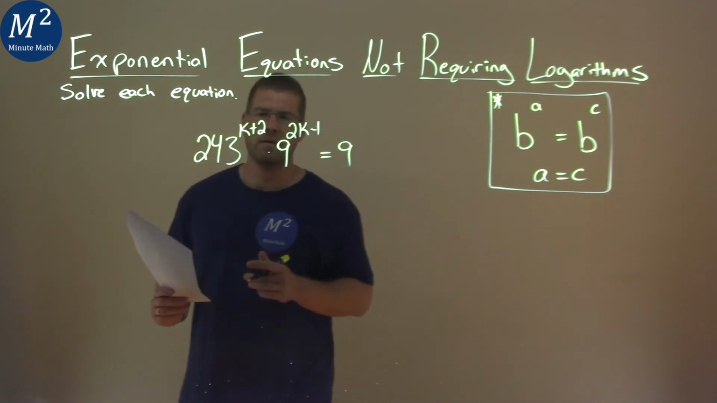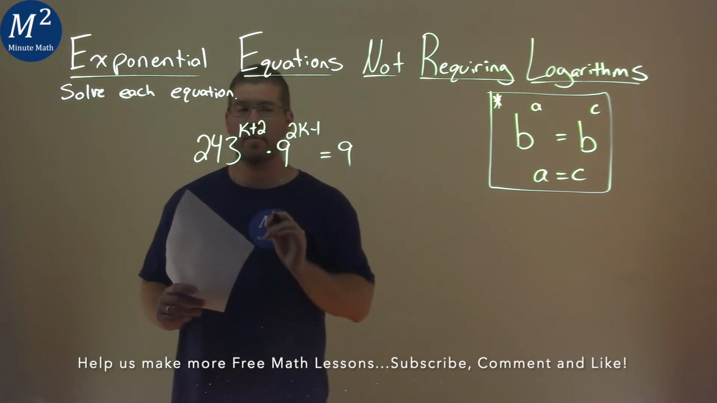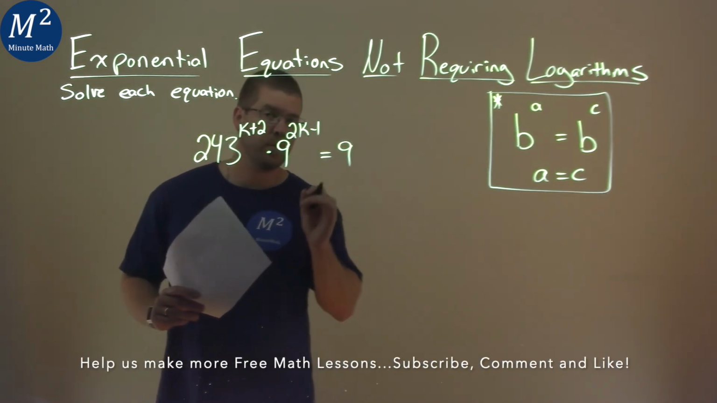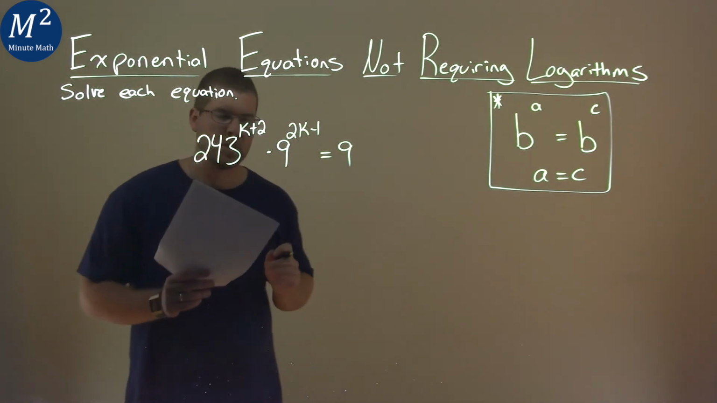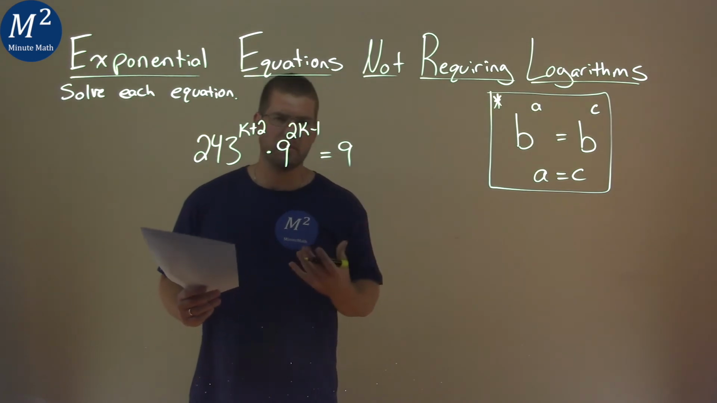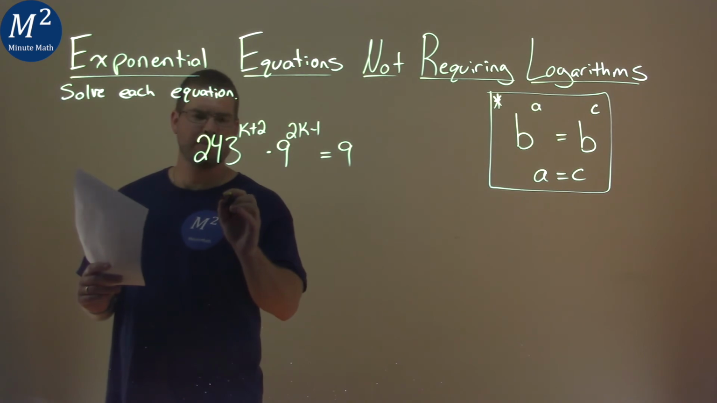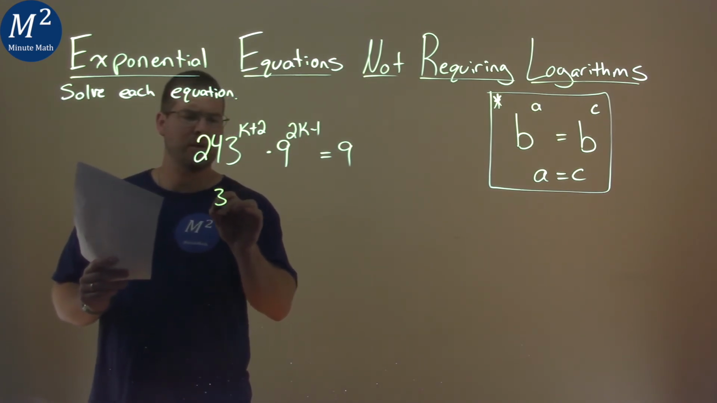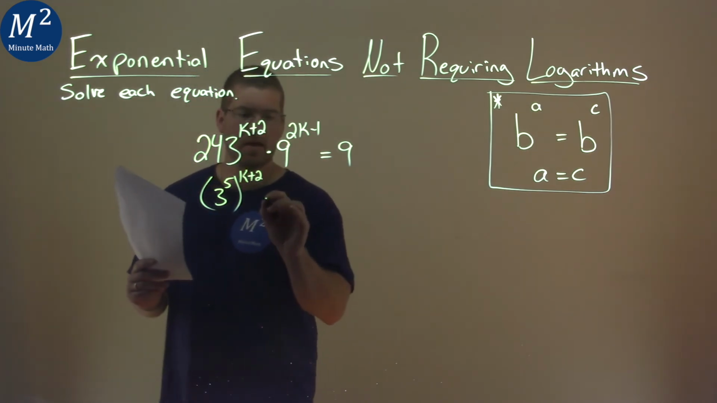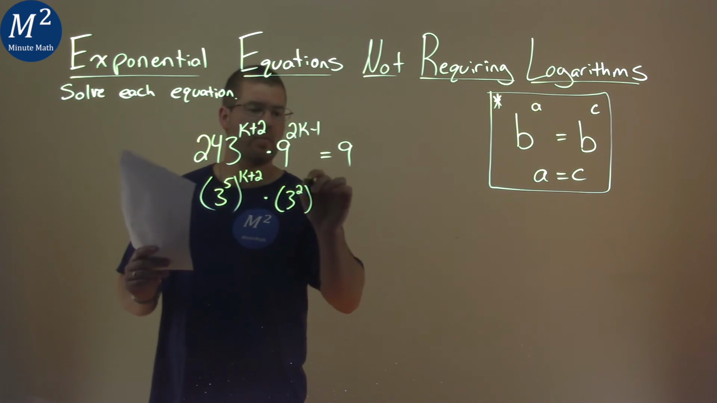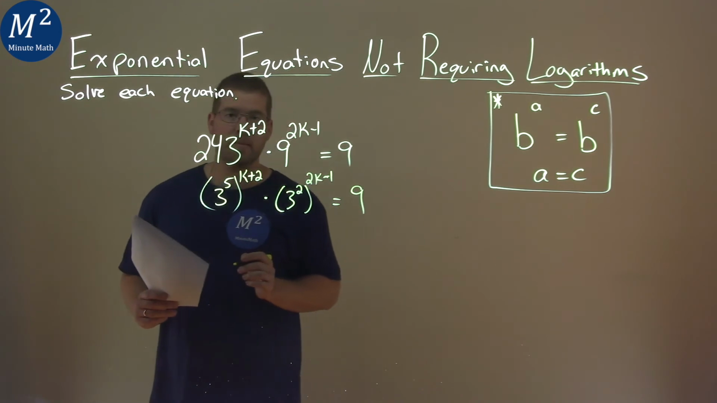We're given this problem right here, 243 to the k plus 2 power times 9 to the 2k minus 1 power, and that's equal to 9, and we need to solve this equation. Well, 243 and 9 all share a common thing, that they're divisible by 3, or a power of 3 actually, more specifically. 243 is the same thing as 3 to the 5th power. So replace that, but still raise it to the k plus 2 power. 9 is the same thing as 3 squared, and we still have a 2k minus 1 in the exponent. And then we have a 9 on the right.